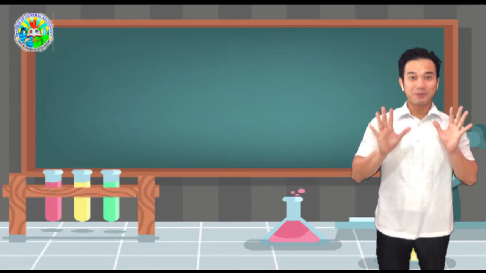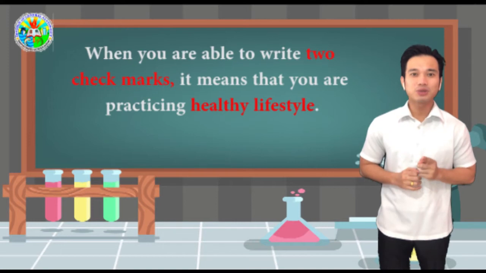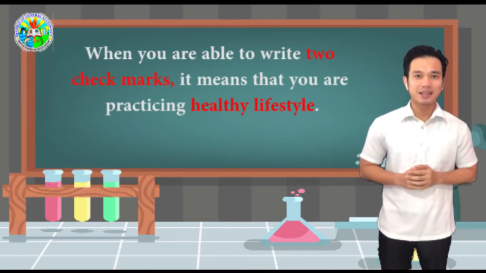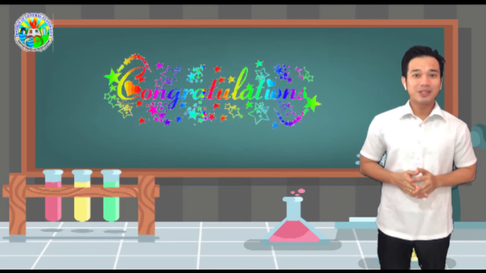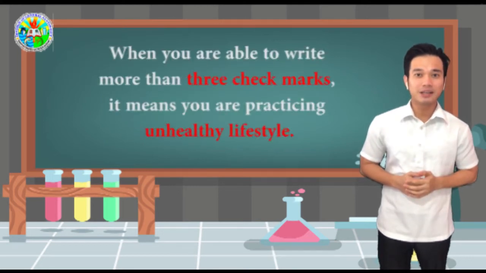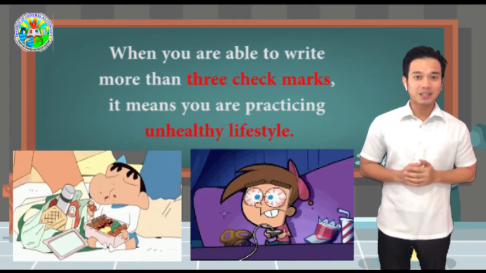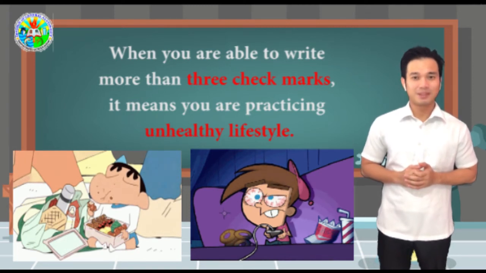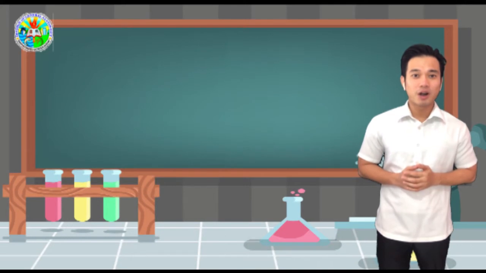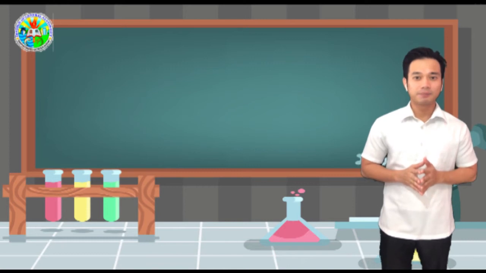Okay, stop writing. Let's evaluate your daily routine. When you are able to write 2 check marks, it means that you are practicing a healthy lifestyle. Congratulations! Then when you are able to write more than 3 check marks, it means you are practicing an unhealthy lifestyle. Then you have to explore more about the effects of unhealthy lifestyle on our body.